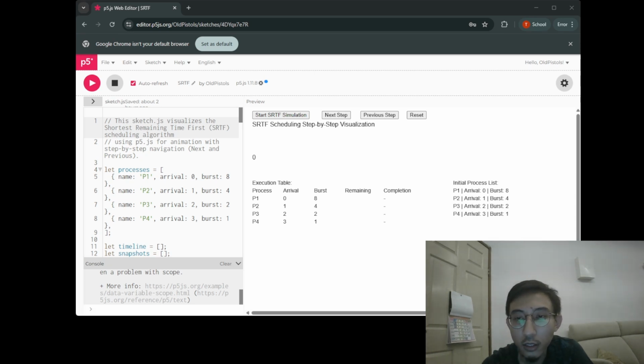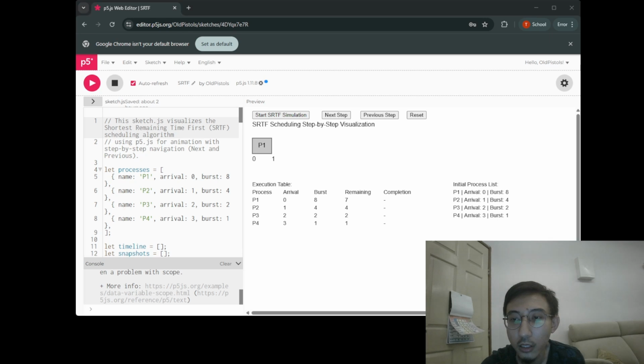Let's click the Start Simulation button. So the initial process list and execution table are now displayed below. We can use the Next Step button to go through the simulation one time unit at a time. At time 0, P1 has arrived, so the CPU begins executing P1, and its burst time is 8.